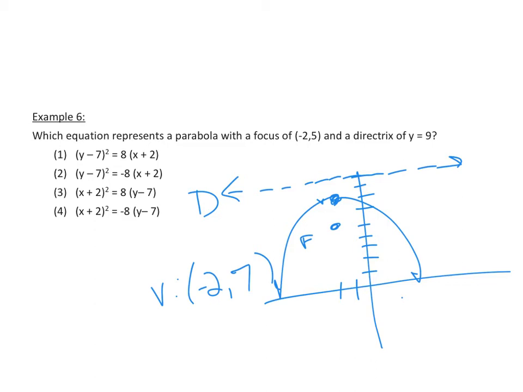Okay. Now because it opens up or down, we know x has to be squared. So automatically you can cross off choices 1 and 2 because they have y squared. We also know the parabola needs to open downward, so it has to be choice 4 because of that negative.